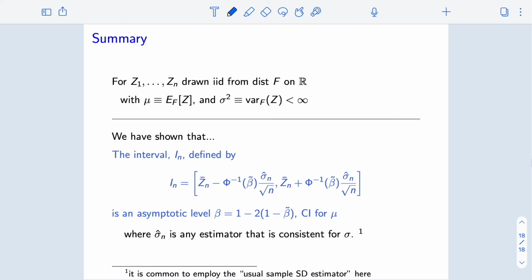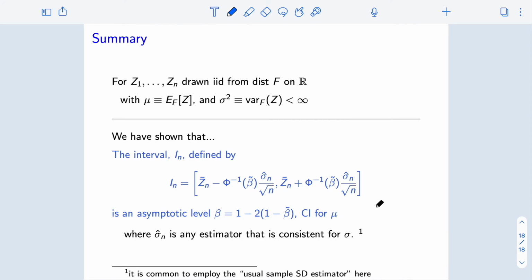All right, so what have we shown? We've shown that if we have random variables drawn IID from a distribution that's not necessarily Gaussian on the reals, and that the population mean is our parameter of interest, and the population variance is bounded, less than infinity, then we've shown how to construct a confidence interval with a pre-specified asymptotic coverage for that population mean parameter. And in fact, we've shown that if you use the sample standard deviation or any estimator that's consistent for the standard deviation, then you get the correct asymptotic coverage.